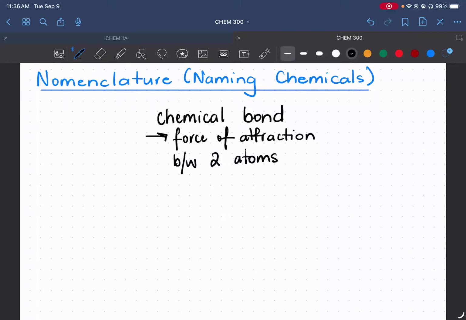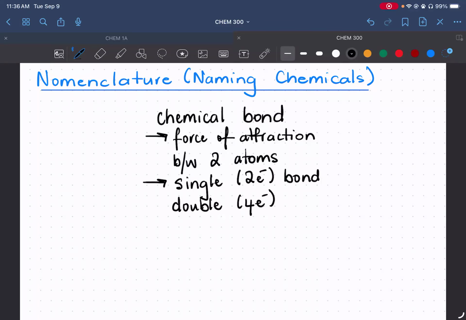B/W is my shorthand for between. A chemical bond can be in multiple different forms. We'll have the most popular single chemical bond, which is comprised of 2 electrons. We have double bonds, which are comprised of 4 electrons. So 2 times double, 2 times 2 is 4. And we also encounter triple bonds, which are, of course, 6 electrons.